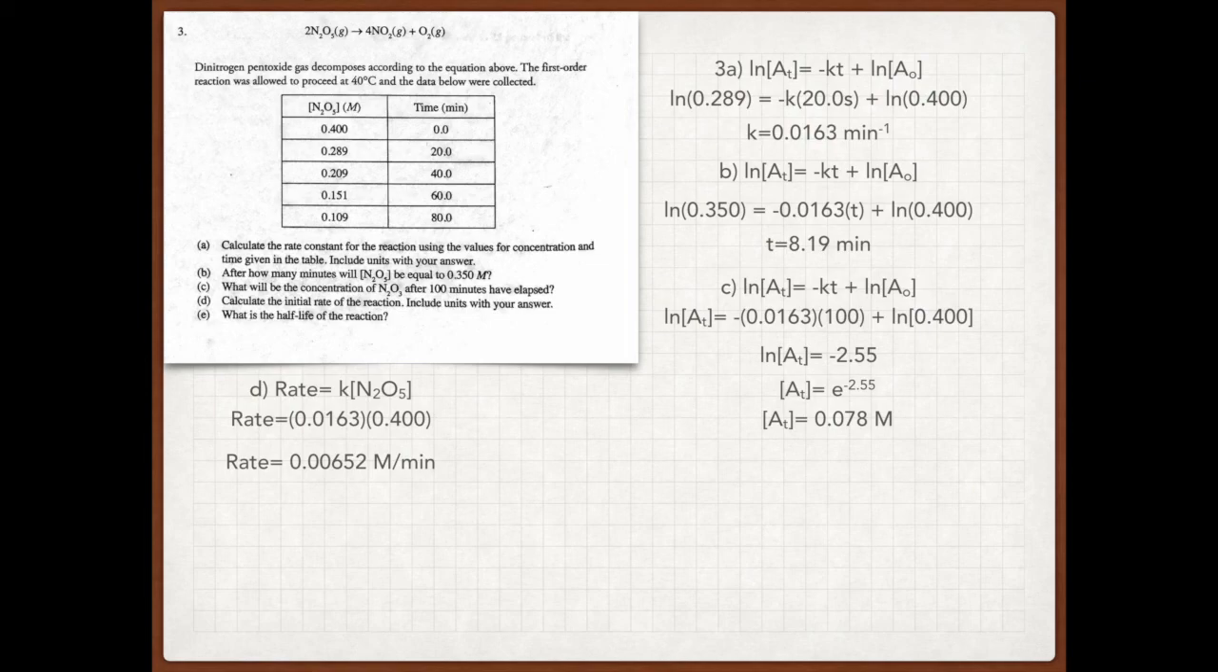For E, it says what is the half-life? Well, since this is first order, I can use the equation t1/2, which is the half-life, equals 0.693 divided by k. My k is 0.0163 minutes to the negative 1, so you just divide, and what you should get is 42.5 minutes, and that's it.